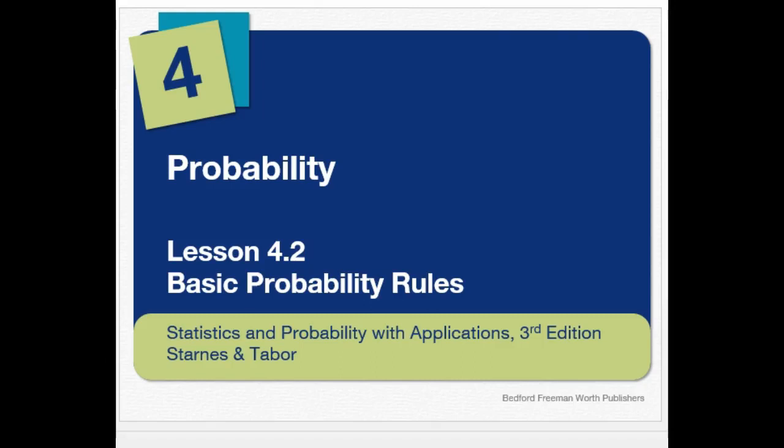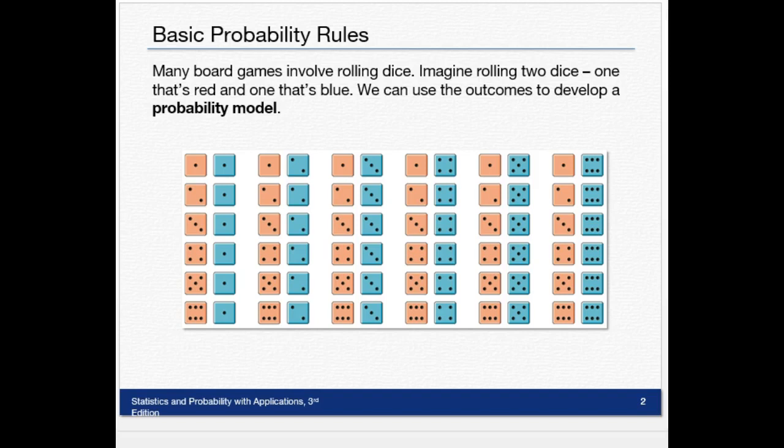In 4.2, we're going to dive into some basic probability rules, and I think you might like this because it's more numerical than just writing. Okay, many board games involve rolling of dice. Imagine rolling 2 dice, one that's red, one that's blue. You can use the outcomes to develop a probability model.